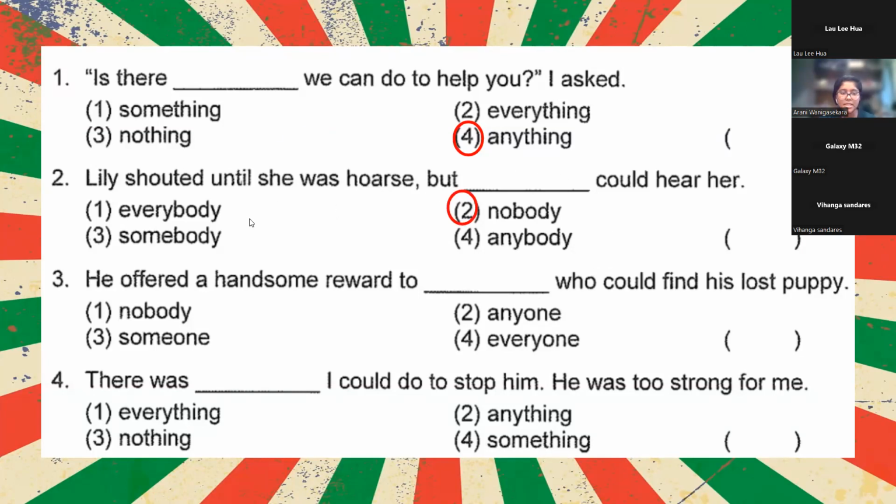Why is it not everybody? Yeah, so this sentence says that she shouted, right? But in this case, you have to say nobody could hear her because it's a negative.